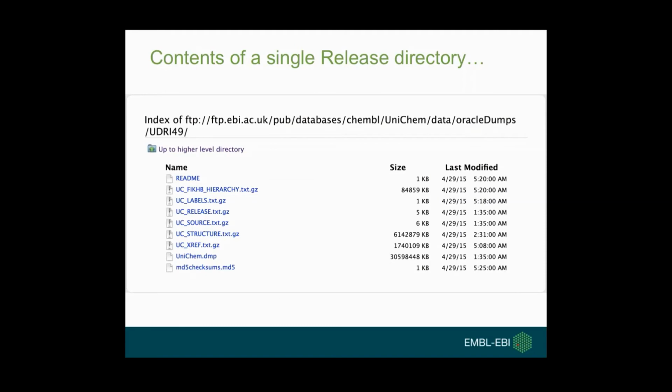Within there is an Oracle dump file, which is unichem.dmp, but there's also a series of files which represent the tables from that dump file, all as tab-separated files, compressed. You'll notice the cross-references table, the structure table, source and release table. There's a couple there which I haven't talked about yet, the labels table and the first entry key hash block hierarchy table. I'll talk about those a little bit later when I talk about connectivity search.